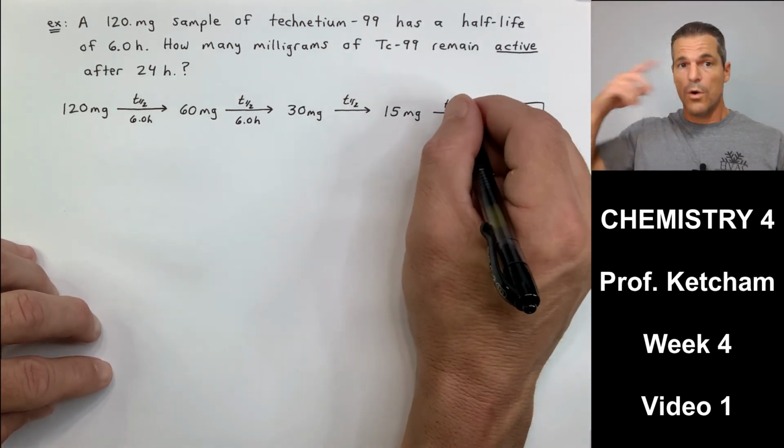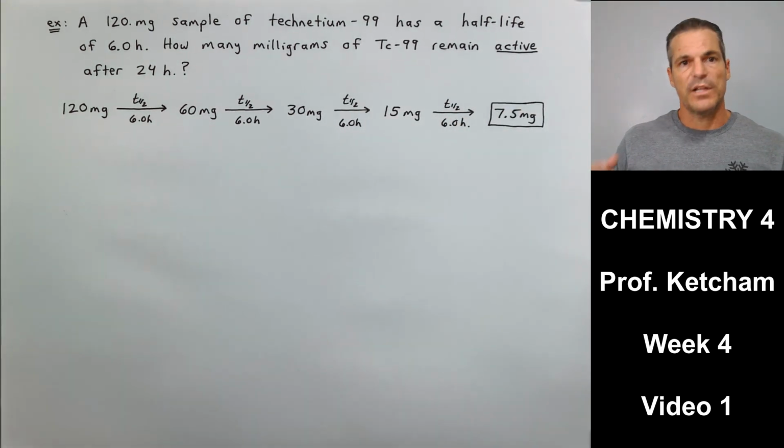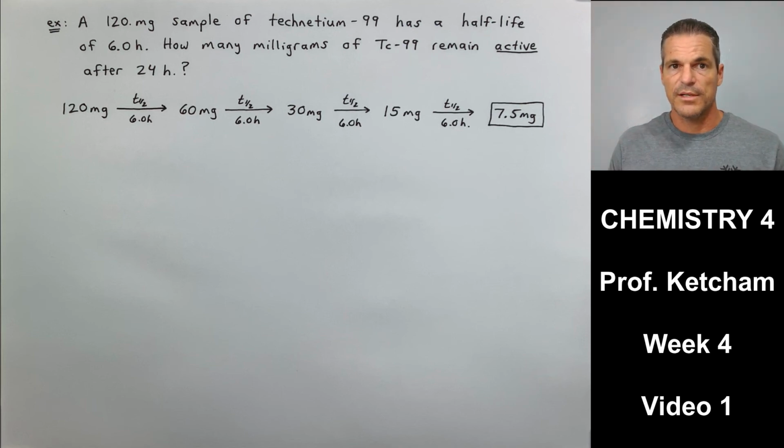We go through 1 round of a 6-hour half-life. We're left with 60 milligrams. That's 1 half-life. 2 half-lives. Now we've gone through 6 hours twice. That means we're now down to 30 milligrams. We go through our third half-life. The third half-life takes me from 30 milligrams to 15 milligrams. And then a 4th half-life gets me to 7.5 milligrams.